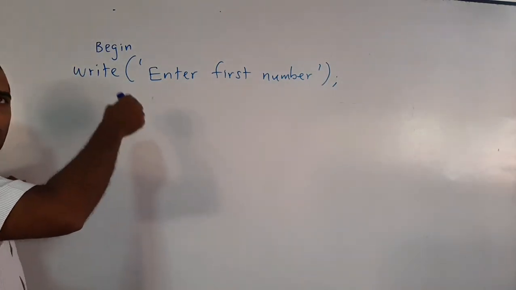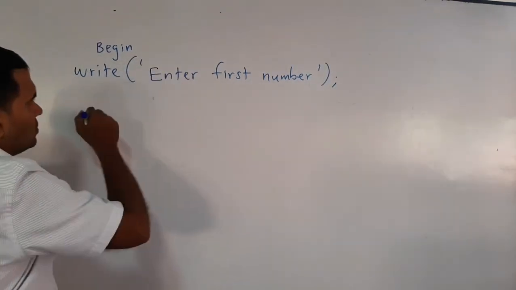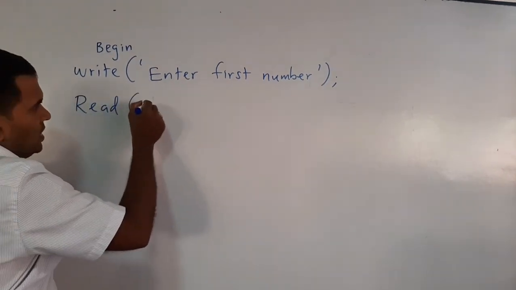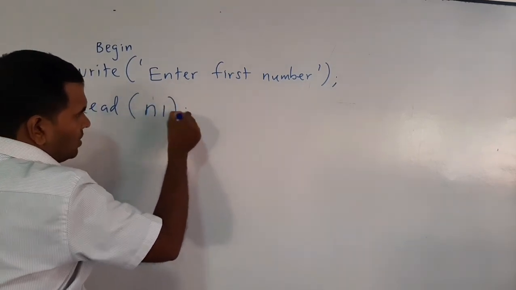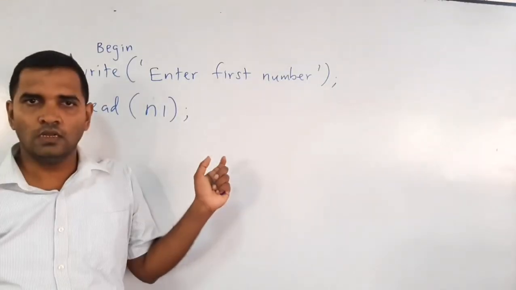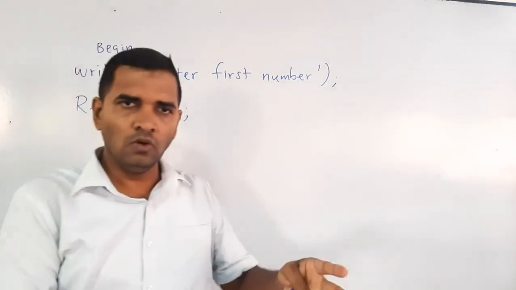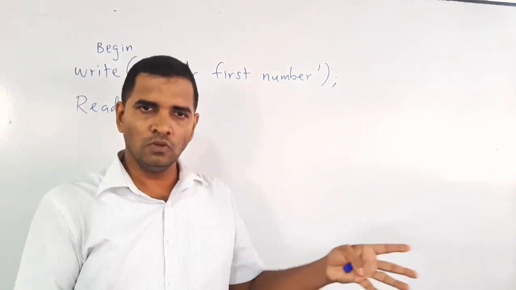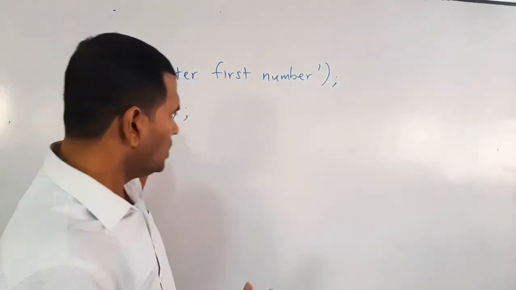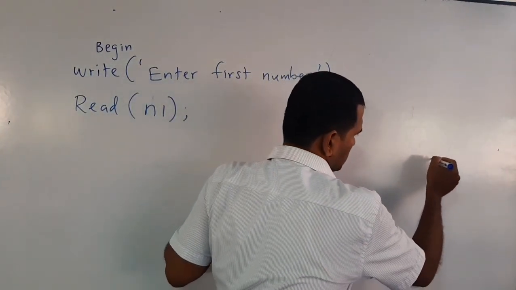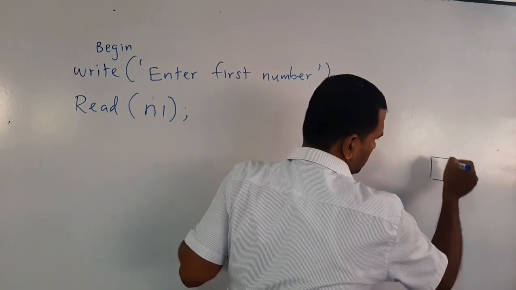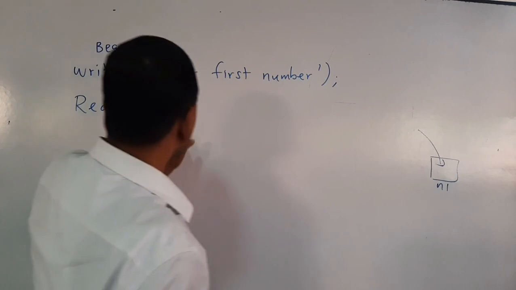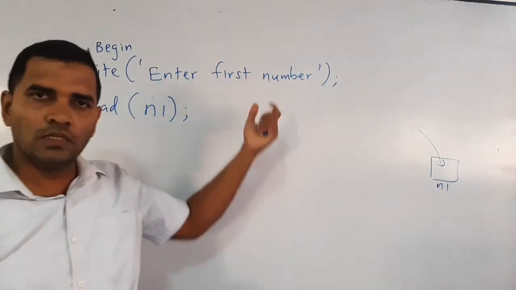So I'm going to tell my computer to store that particular number in a place or in a box called N1. So here I write read N1. Here read N1 means store in N1. So what is N1? We don't exactly know that word now, but assume N1 is a box. This is N1. So in N1, we have to store a particular number which the user entered.